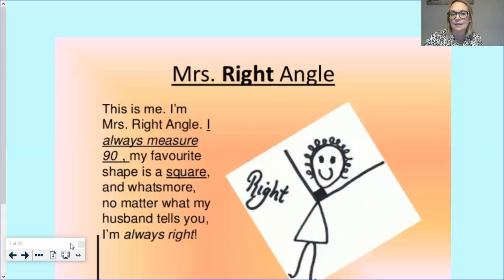Okay, now this is Mrs. Right Angle. So we know about right angles. Right angles always measure 90 degrees. They have to be exactly 90 degrees. And you can see her arms there are making a right angle.